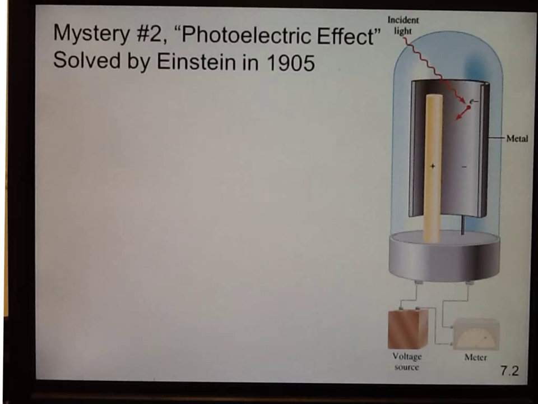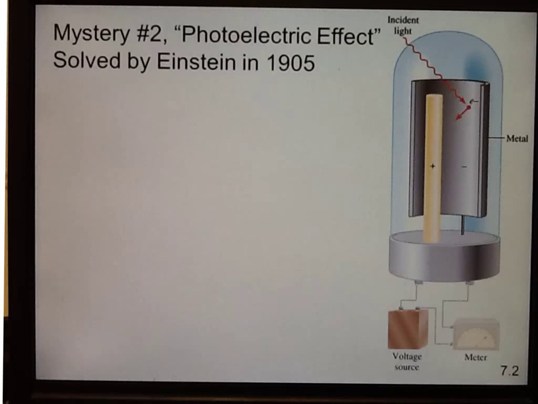So as you can see, this says mystery number 2, the photoelectric effect. This refers to the fact that the way atoms emit or absorb electromagnetic radiation was mystery number 1. And so this is mystery number 2, the photoelectric effect, and it was solved by Einstein in 1905, for which he won a Nobel Prize. Anyway, my friends, let's go over to the picture on the right.